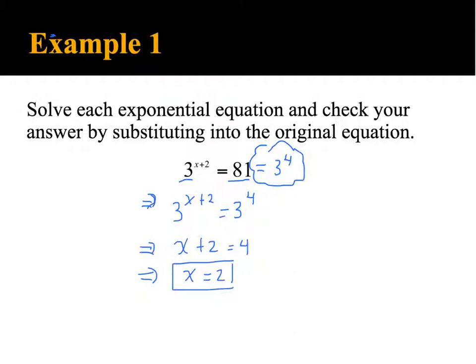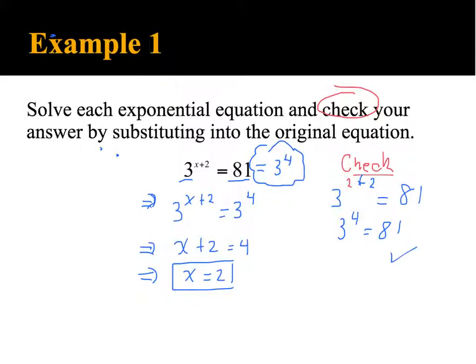But remember, the directions say check your answer. So let's go ahead and check. Let me do the check in red right here on the left. So here's my check. What I need to do is plug in the 2. Let me write that in blue. And let me replace the x with 2. Is it true that 3 to the 2 plus 2 is 81? Well, 3 to the 2 plus 2 is 3 to the 4th. And is it true that this is 81? Well, of course it's true. So we'll go ahead and check that off. And so this is the correct way of doing this.